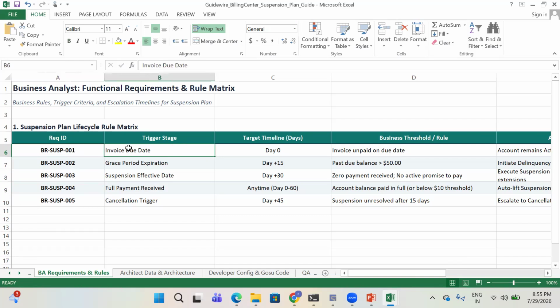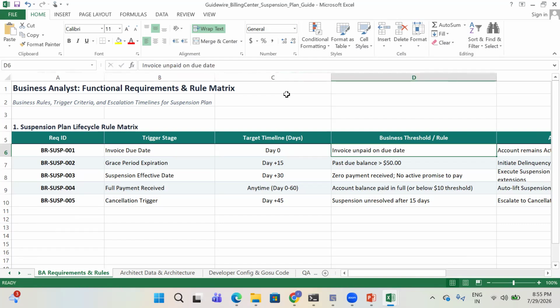Of these 5 requirements, the first requirement starts with invoice due date. For example, if there is any suspension plan, where the customer has not paid and the plan is suspended, we must know about the invoice due date. The invoice due date is a triggering stage, generally the 0 date, because the target date is already crossed, right? So the number of days that we can see here is 0.